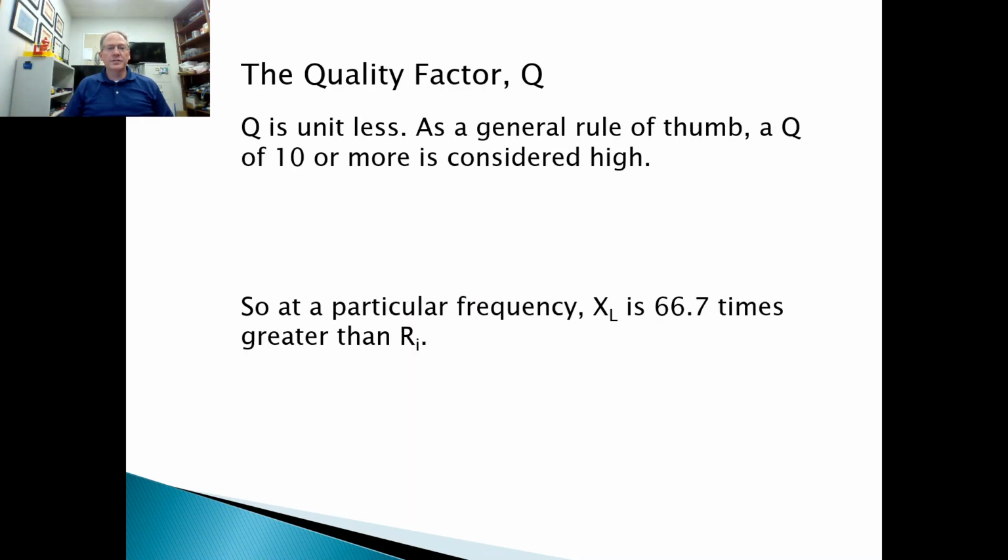Okay. So Q is unitless. It doesn't have a unit. It's just saying that the XL is 66.7 times greater than the internal resistance. So a Q of 10 or more is considered high. So the 66.7 would be a very high Q factor.